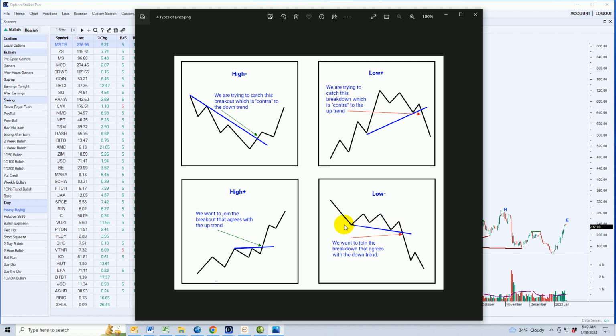This is a low minus. So we are connecting the lows and it has a negative slope. Descending trend line, there's your breakdown. This would be a bearish signal right here. I'm going to have a link in the description area of the video so that you can read a lot more about these trend lines, the different characteristics that they have and such.